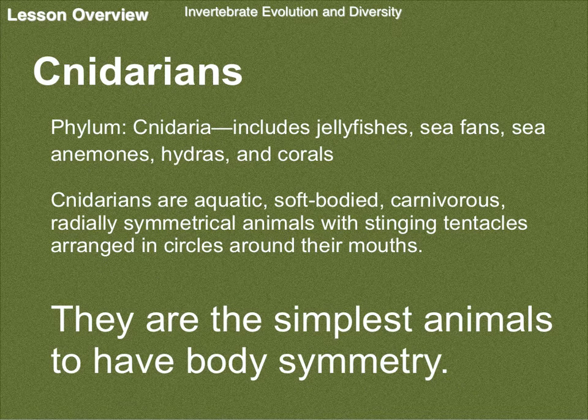They are the simplest animals to have body symmetry. So remember, we've discussed the two types of symmetry, bilateral and radial. And moving through the cladogram, these are the simplest form to show symmetry.